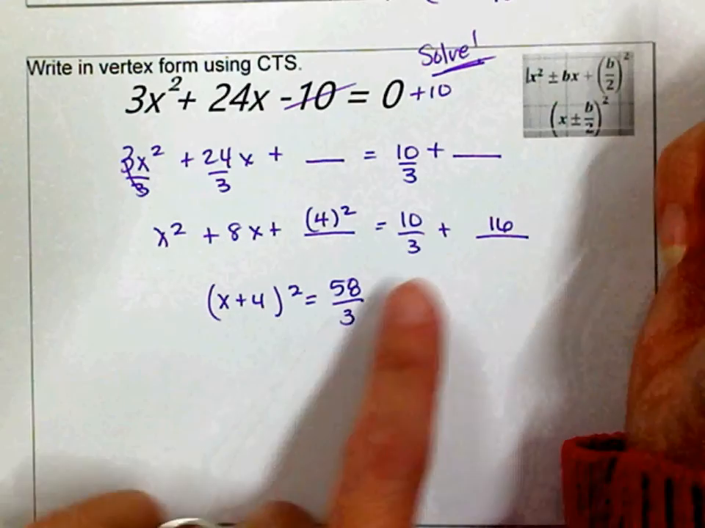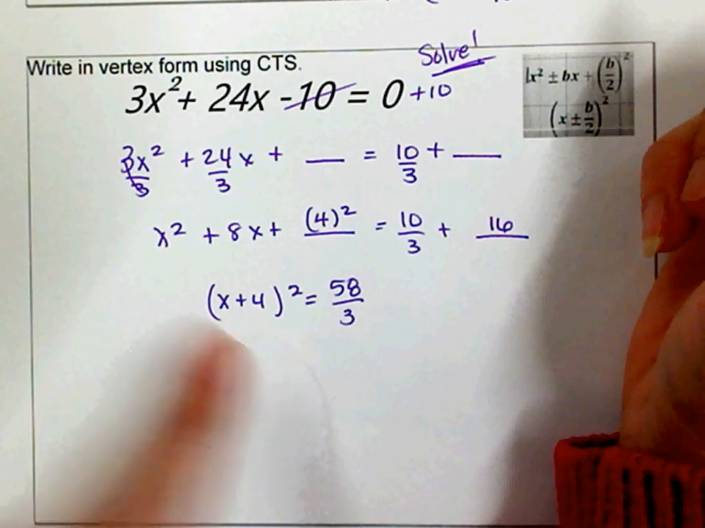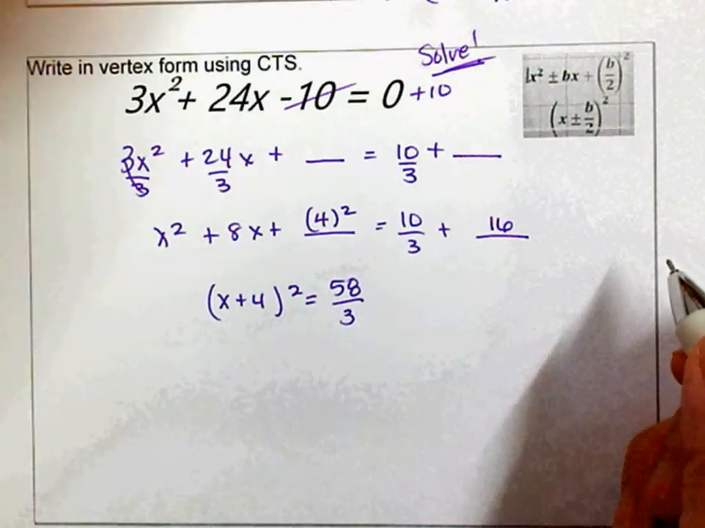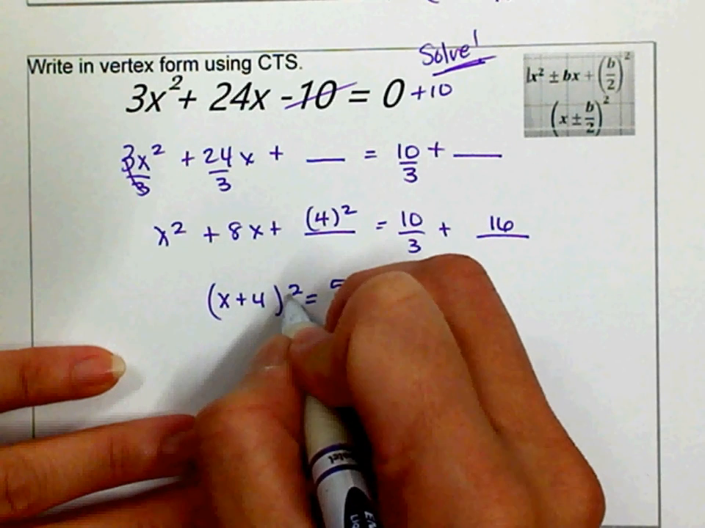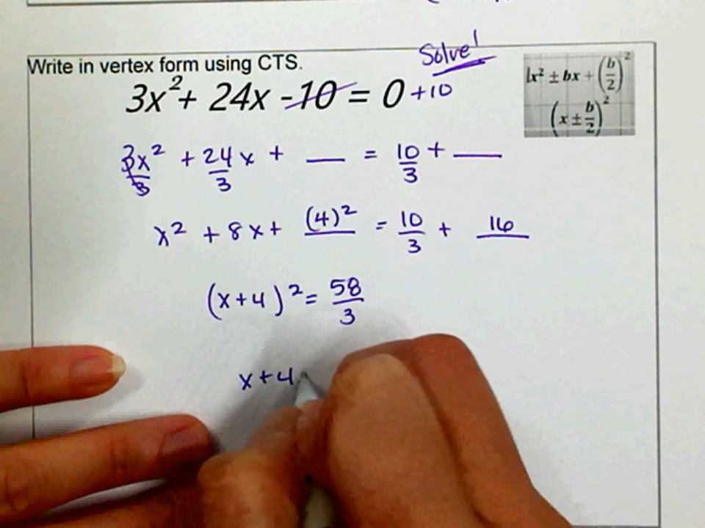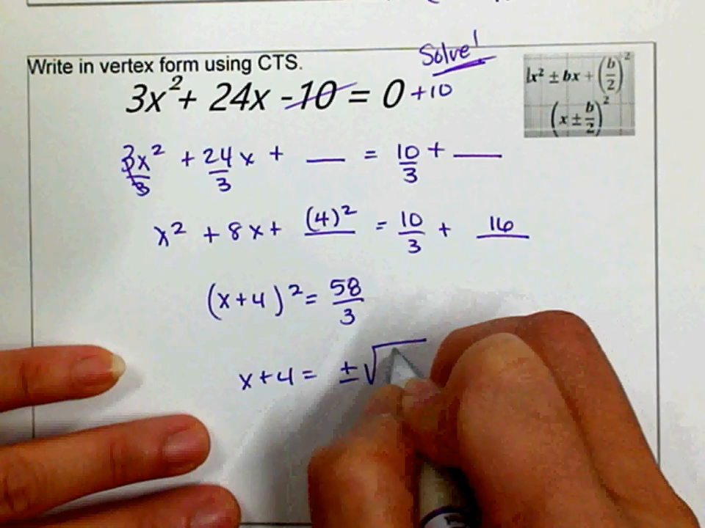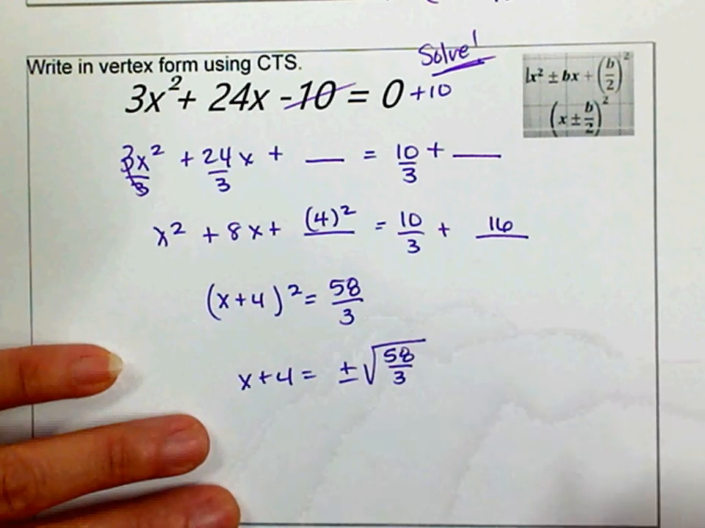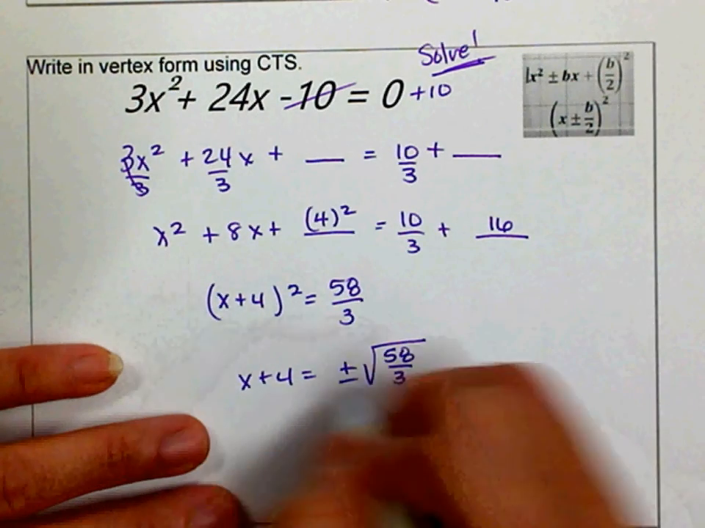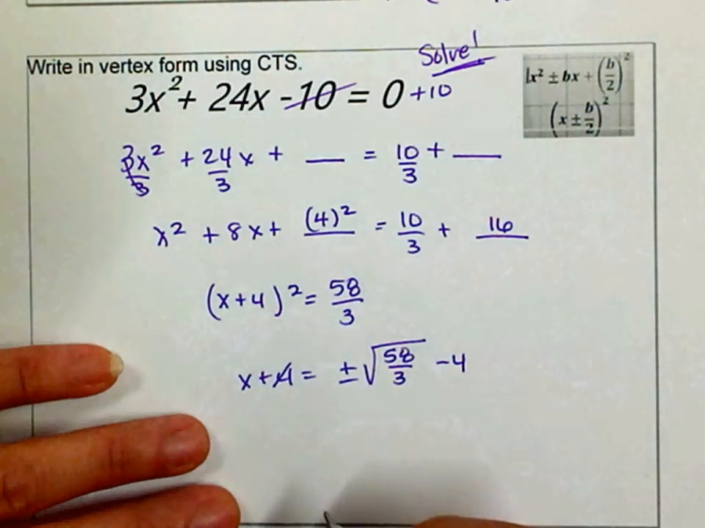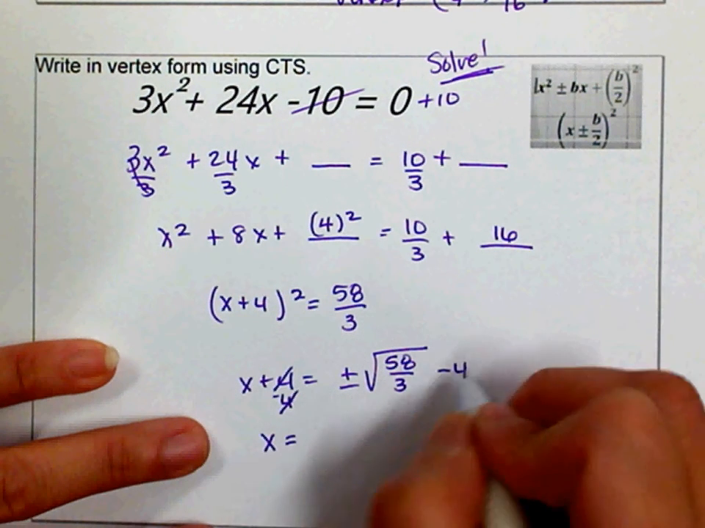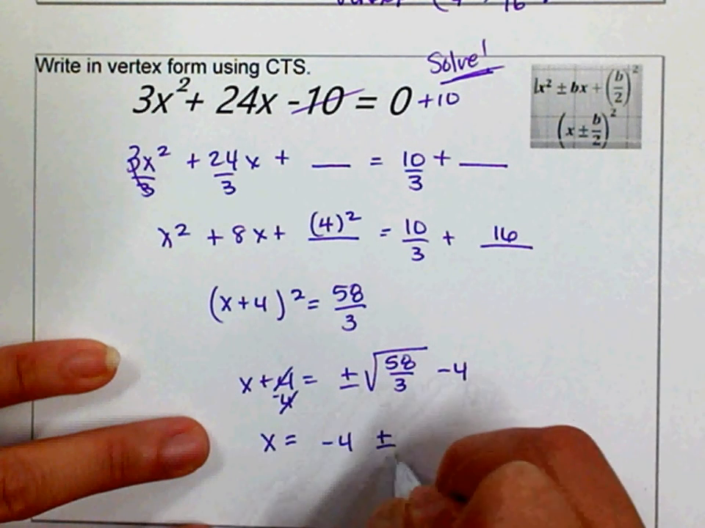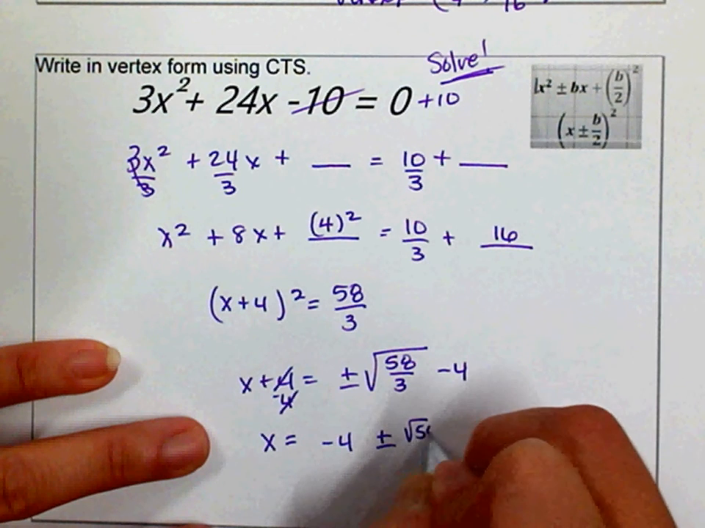You guys ready? How do I get rid of a square? You take a square root. So plus or minus square root of 58 over 3. Okay? Minus 4 on both sides. See that? So x is equal to, write this one first, negative 4 plus or minus square root of 58 over square root of 3. Okay? Now we're going to focus on this part.